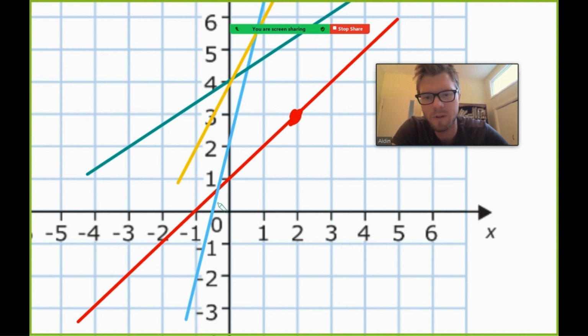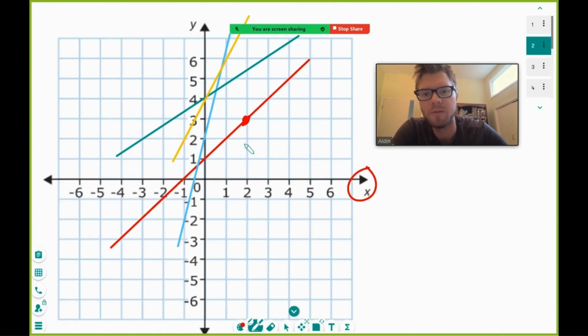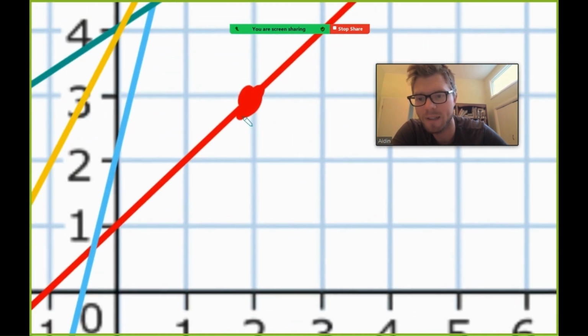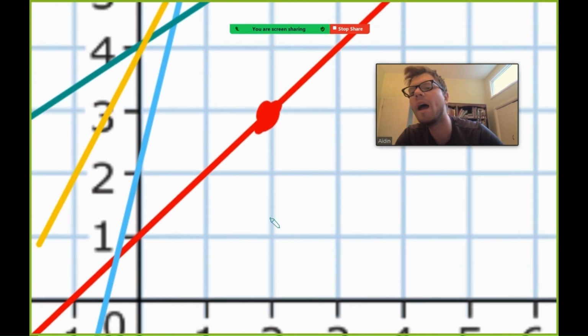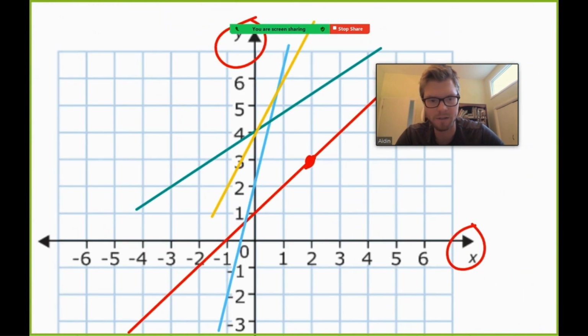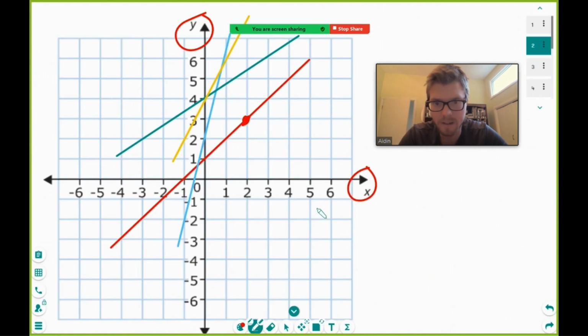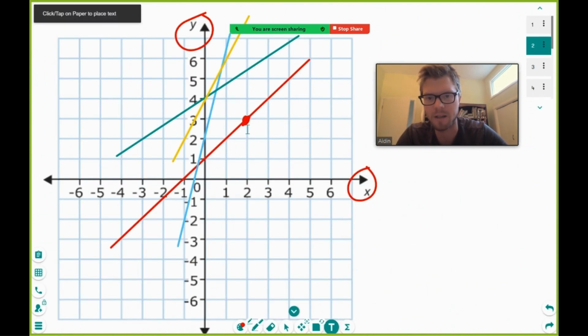Okay, what would this be? So if you've been doing well with graphing, you know that you have to label your x and your y when you are plotting a point. So what's this going to be? This is going to be 2 and 3, right? Because x is 2 in that point and y is 3. I think that makes sense. 2 and 3. Okay, let's move on.